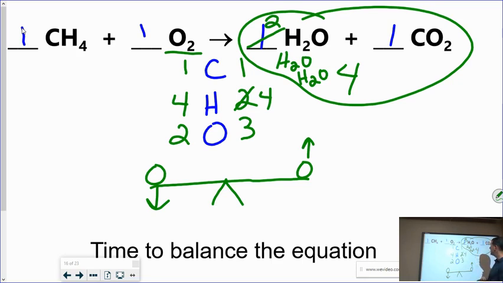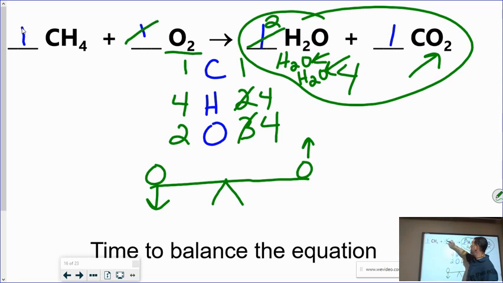But my oxygens, I have 1 oxygen there, I have 1 oxygen there, and I have 2 oxygens there. So now I have 4 oxygens on the right-hand side. So I need that to balance. So I need to go over here and change something. So I'm going to put a line through that.